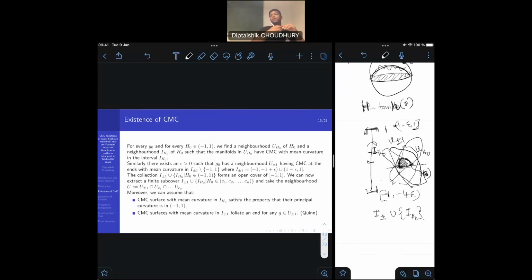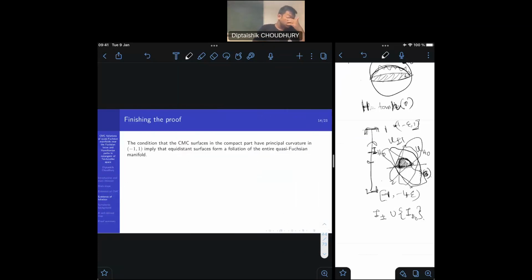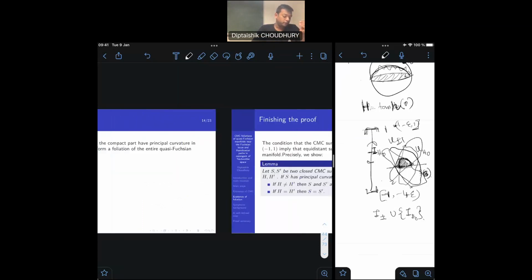And essentially what we are going to show is that in these manifolds near the Fuchsian locus, if you start with a given CMC surface and you go with the equidistant surfaces from there, that is what you construct the foliation out of. And we already have that the ends are foliated, so you just want to show that the compact part is foliated, and you could combine these two to get a foliation of the whole manifold. So as I said, this condition of the CMC surface having principal curvature in minus 1 to 1 is that the equidistant surfaces form a foliation of the whole manifold.